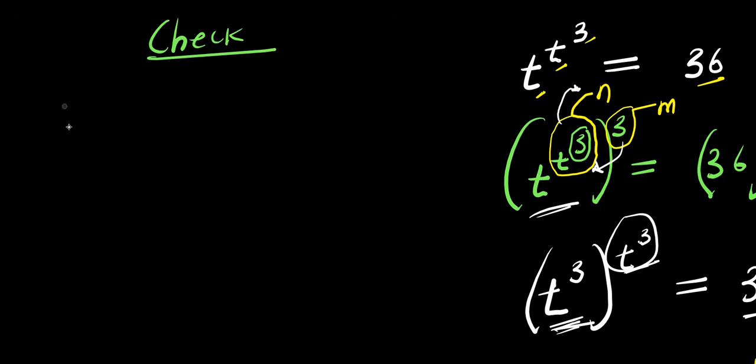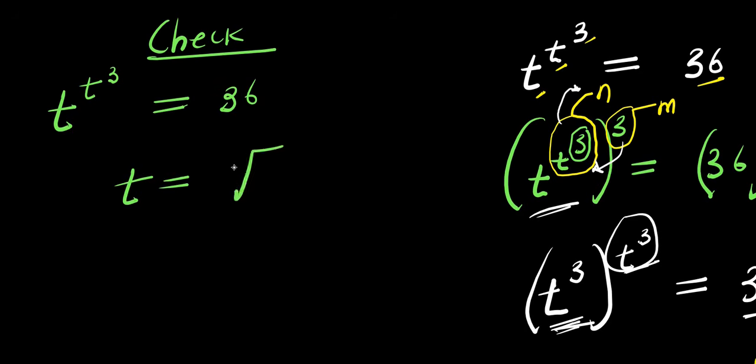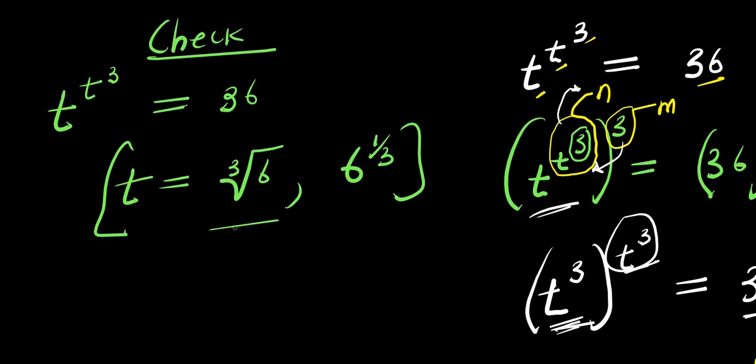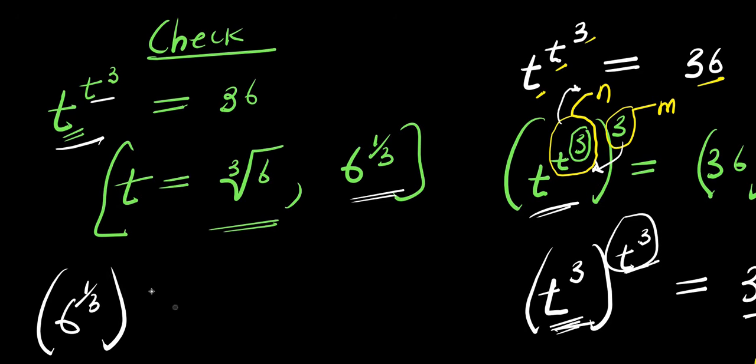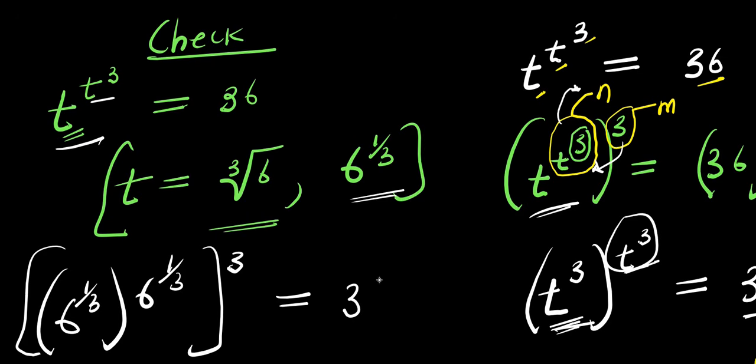We have check. This is t power 3 equals 36. And our t equals the cube root of 6, or we have 6 power 1 over 3. We are going to insert this right here for t. So we are going to have, let's make use of this because it's easier to work with. This is t, 6 power 1 over 3, raised to the power of another t, 6 power 1 over 3, raised to the power of 3, equals 36.